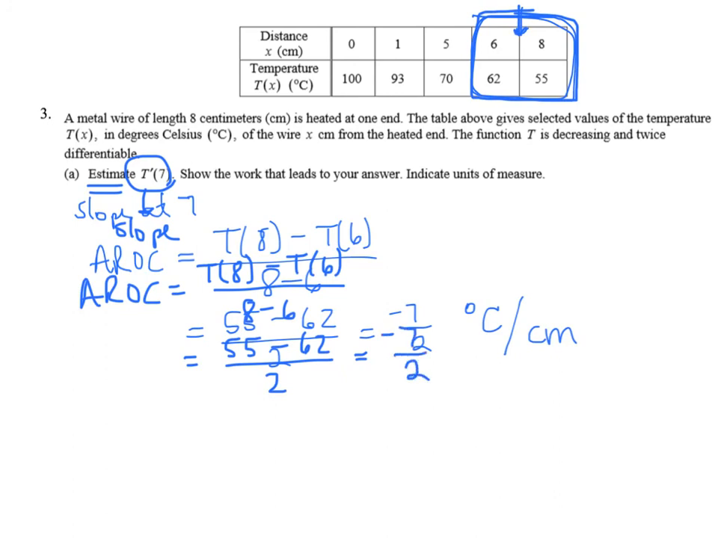So my slope is negative, which is good because we were told here that the function is decreasing. So I'm going down -7/2. What's going down? The temperature, so degrees Celsius per what? Per centimeter. So every centimeter I move away from the heated end, my temperature is going down -7/2, -3.5. Now, I only evaluated it over the interval 6 to 8, and so that's the slope in that interval, and that's my average rate of change, my approximate slope for the function at 7.